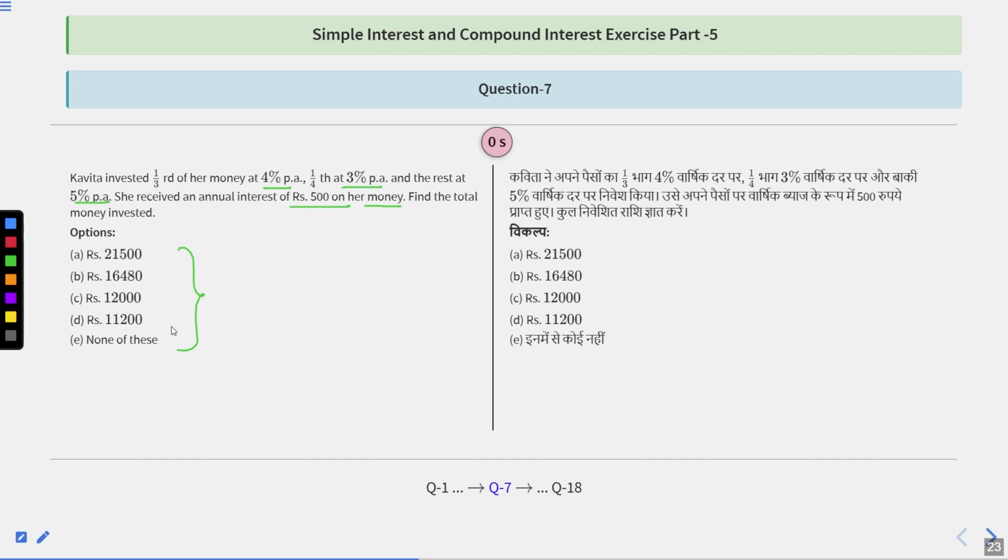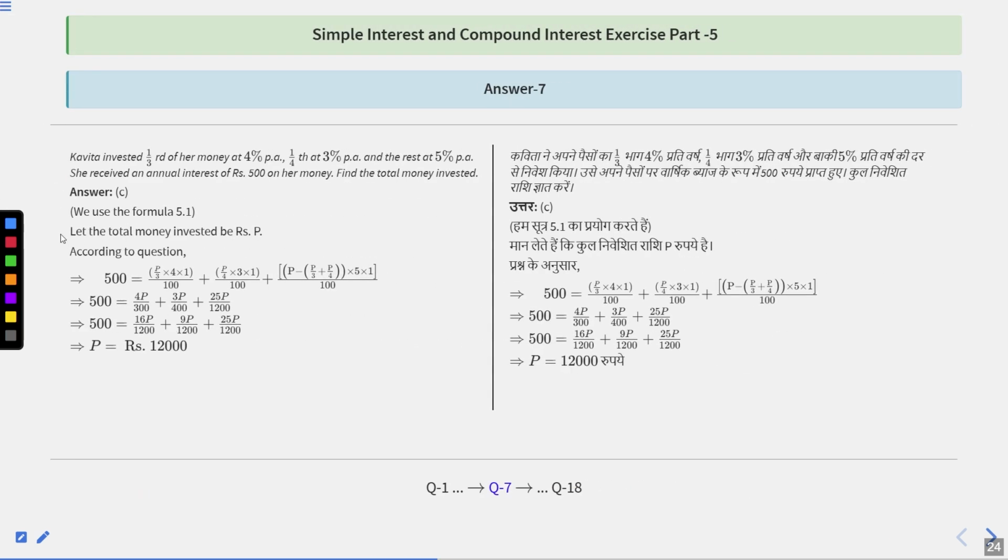Now time's up. Let's see the solution. Let the total money invested by Kavita be P rupees. According to the question, the annual interest earned by Kavita is 500. It is given in the question. So 500 equals one third of P, multiplying by 4, multiplying by 1, because we are talking about 1 year, upon 100.